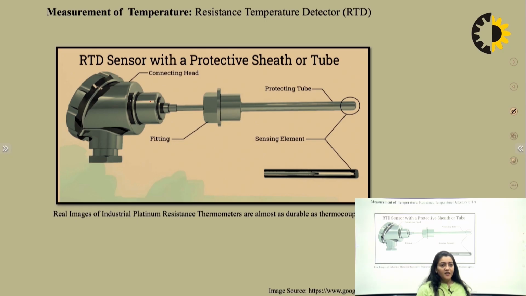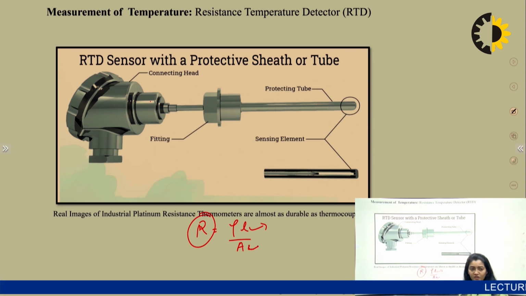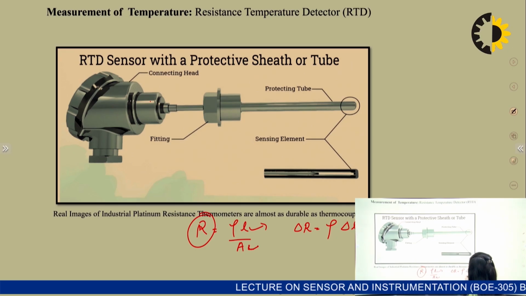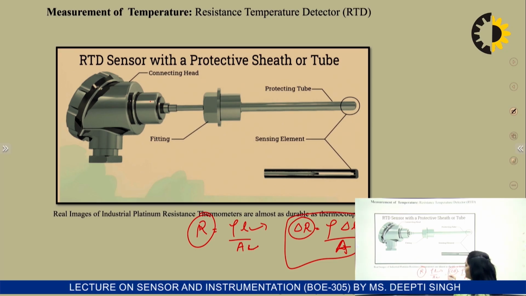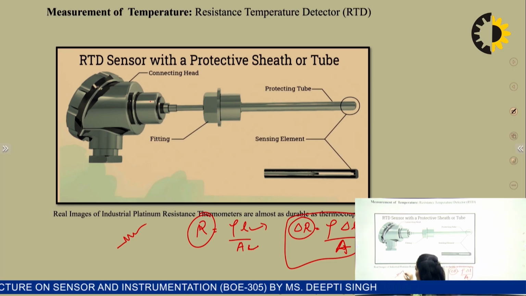So this is RTD. And second, it works on a positive temperature coefficient principle. As the temperature increases, the resistance also increases. According to the formula, R equals rho L by A. So this change in resistance is detected. If there is a change in temperature due to which the length or area changes, suppose there is a change in the length, then delta R equals rho delta L upon A. A is a constant. So this change, we can use it in a Wheatstone bridge or something like that.